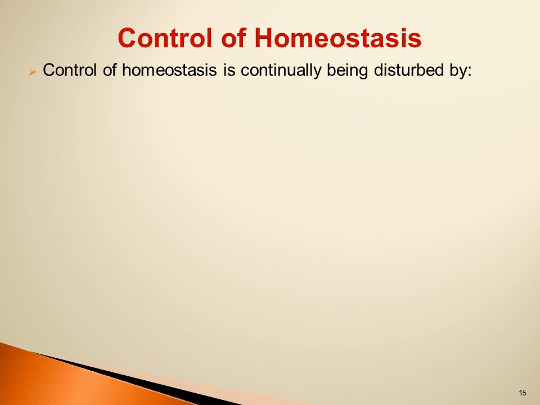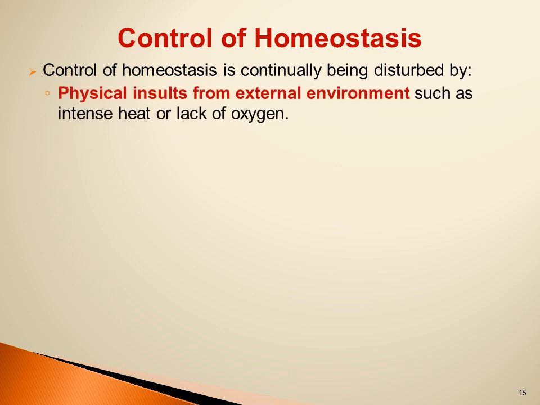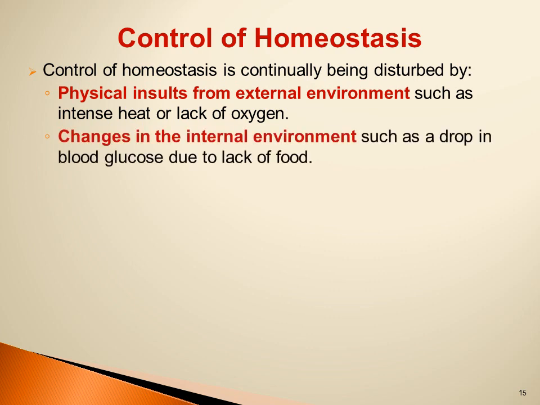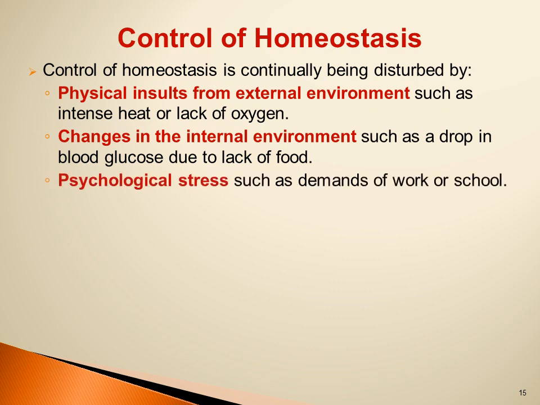How is homeostasis controlled? Homeostasis is continually being disturbed by different factors, as I stated in the beginning of the lecture. It is disturbed by physical insults from the external environment, such as intense heat or lack of oxygen, or changes in the internal environment, such as a drop in blood glucose due to lack of food, or psychological stress, such as demands of work or school, like during exams.